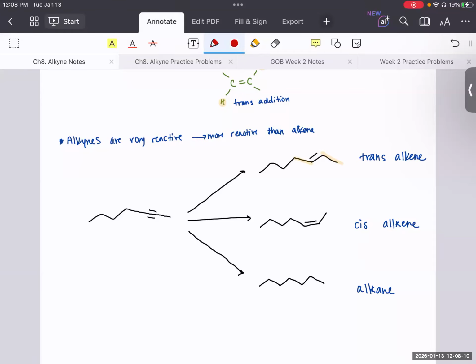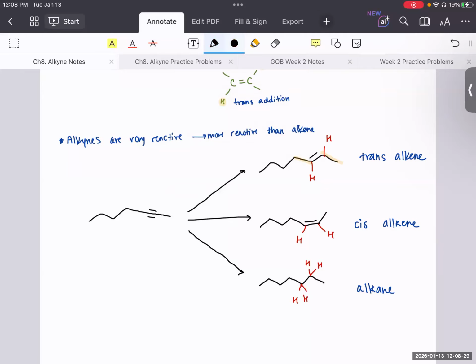For each of these, I'll also draw in the hydrogens that we added. So we added one pair of hydrogens to that first one. We also added one pair of hydrogens to that second one, but just in the cis orientation. And then we added two pairs of hydrogens to get all the way down to an alkane.